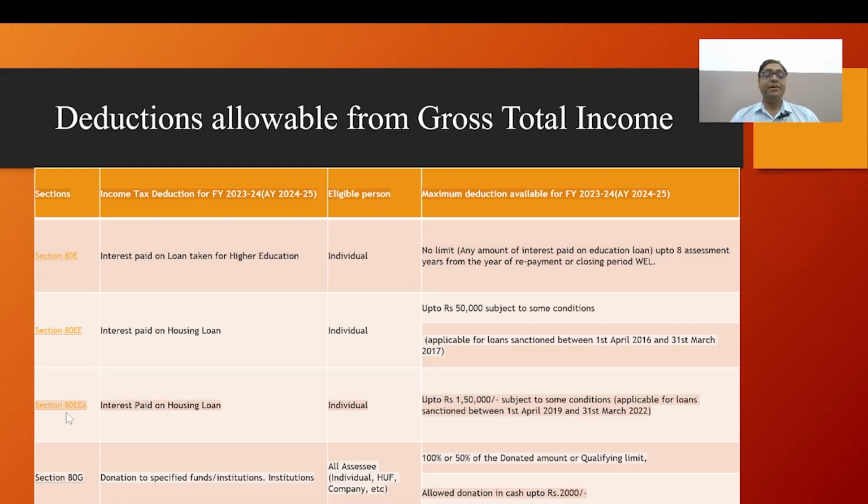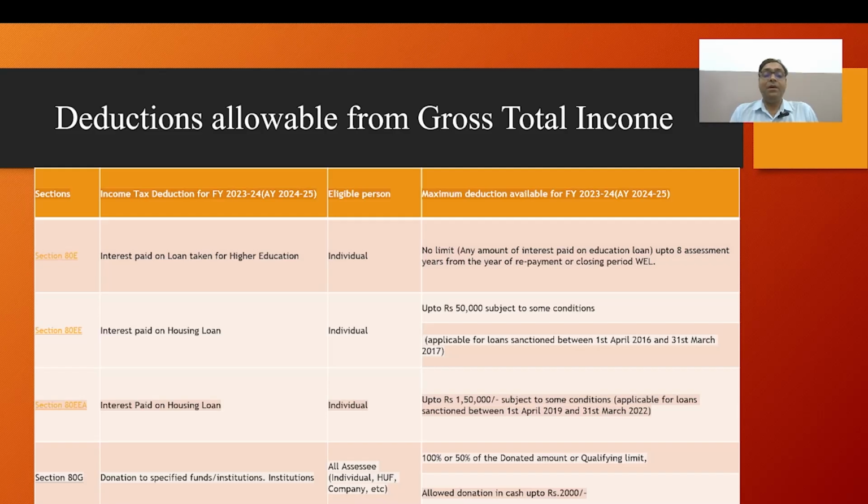And section 80EEA, interest paid on housing loan. It is for the individual and up to 1,50,000, subject to some conditions, applicable for loans sanctioned between 1st April 2019 to 2022. Interest paid on the housing loan, we are discussing regarding the home loan. Now section 80G. 80G is the donation to specified funds and institutions, for all assessees.